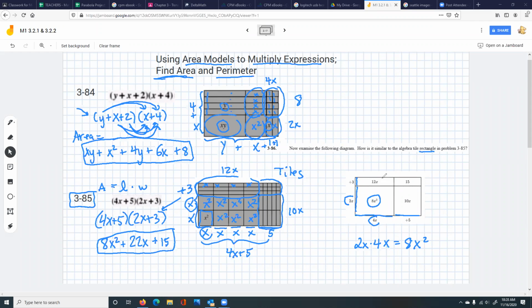And then to get this number over here, I'm going to multiply this length times this width. So what is 3 times 4x? 3 times 4x, that's 12x. So that's the area of that little part right there. To get this area, I'm going to multiply this length times this width, right? Or in other words, I'm going to multiply 2x times 5. Well, 2x times 5 is 10x. So that's what goes in that area, and that's the area of that part of that rectangle.